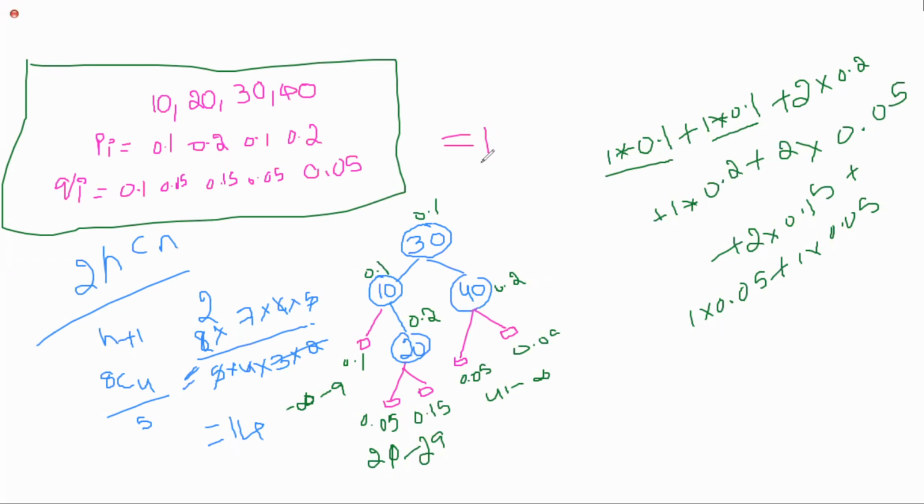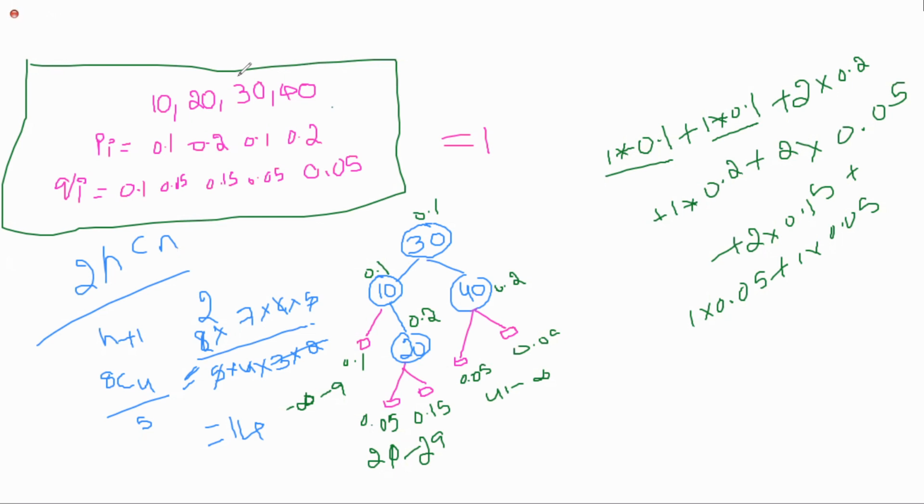A search is called successful when the node is available in the tree, and unsuccessful otherwise. For example, if you want to find the node 10, it is successful. 20, it is successful. 30, it is successful. 40, it is also successful. But other than these four keys, whatever value you give, all those are unsuccessful.